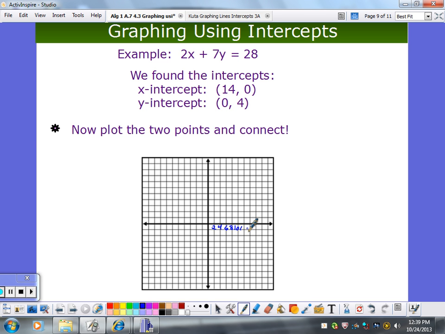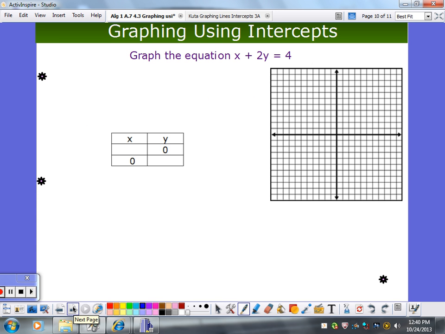I'm counting by 2 so I can fit on my graph here because my x-intercept is (14, 0). And my y-intercept is (0, 4). Plot those 2 points. Connect them. I'm putting arrows in both directions. It does not say what the domain is, so assume that the domain is all real numbers. Easy peasy. Done. Right? I don't have to go and plug in 5 different points. I got it just like that.